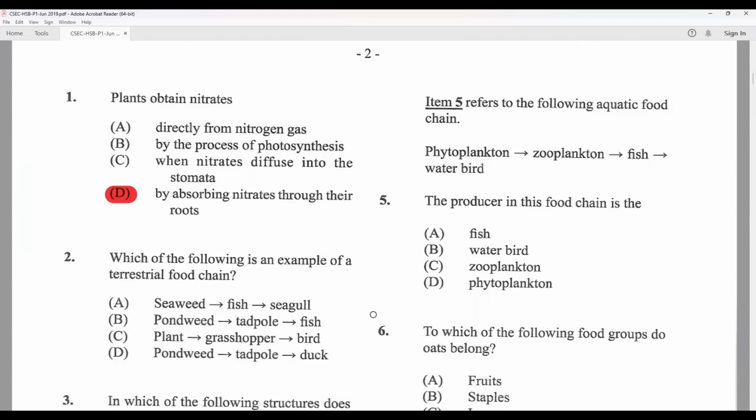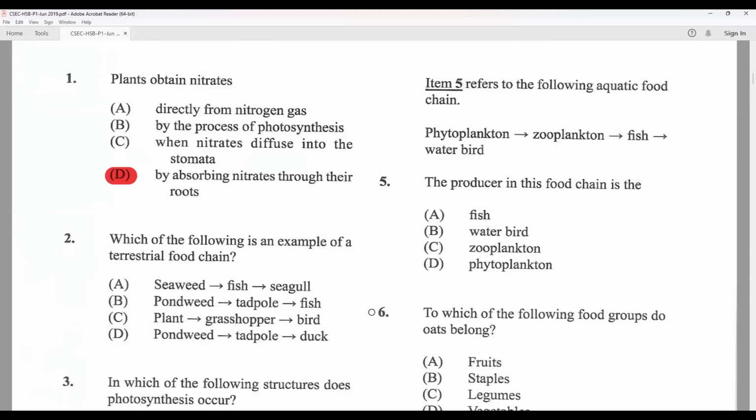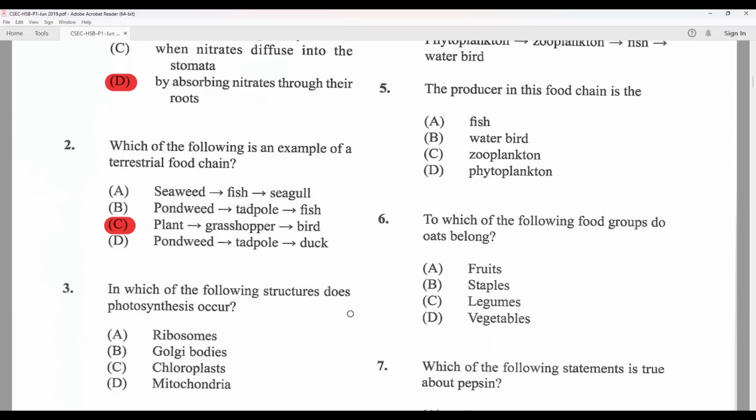Question 2. Which of the following is an example of a terrestrial food chain? Terrestrial means land, so we are looking for something on land. Seaweed, no. Pondweed, no. Plant, yes. Pondweed, no. So C is the answer, and it continues with a grasshopper, which is eaten by a bird, so that's land.